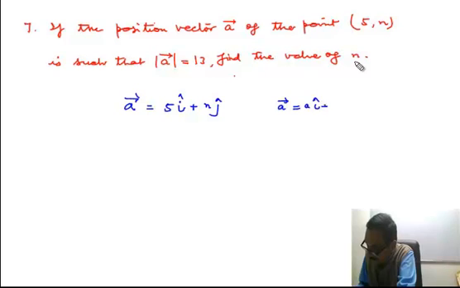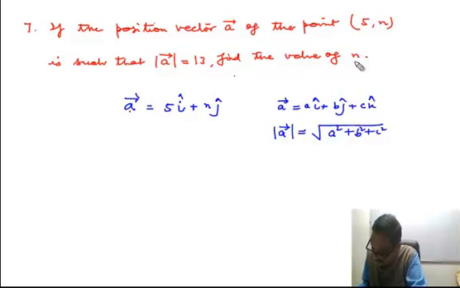And we know that if there is a vector A equal to ai cap plus bj cap plus ck cap, then modulus A is given by under root of a square plus b square plus c square. So here vector A is given as 5i cap plus nj cap. Modulus A will be equal to under root of 5 square plus n square.